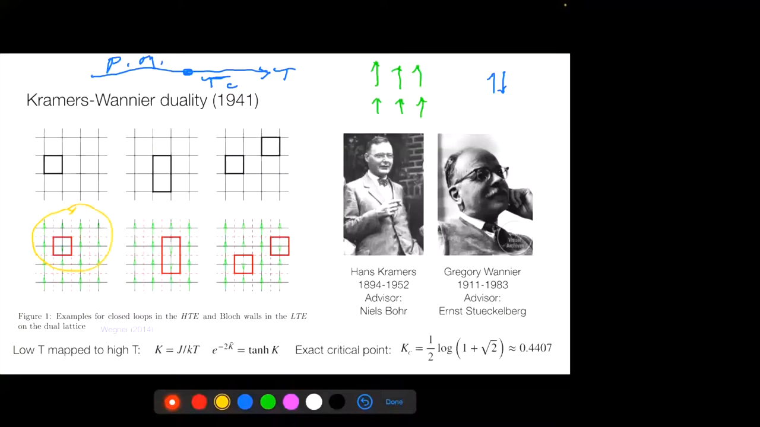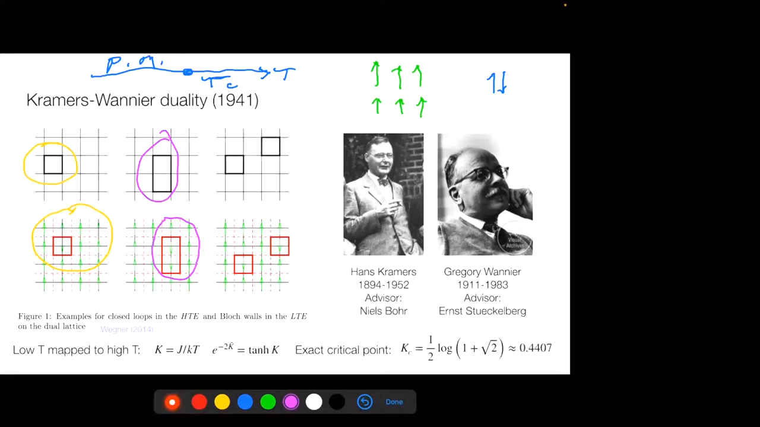And what they observed was that that one spin flip down configuration in green was equivalent to the box diagram at high temperature. And they said, well, okay, so if we repeat that, this diagram where you've got a 1x2 box is equivalent to flipping two boxes, or two spins rather, at low temperature. And they said we can map between the low temperature phase and the high temperature phase, and we can get a relationship between the couplings. So this was very clever.